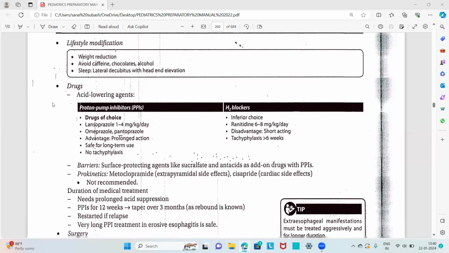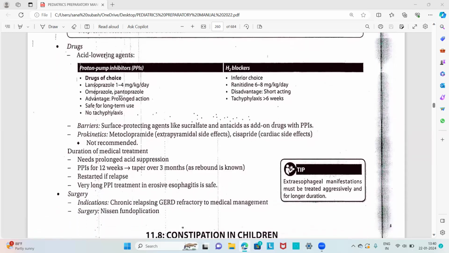Then we go for drugs like acid lowering agents, that is proton pump inhibitors and H2 blockers. The drug of choice is the proton pump inhibitors, like lansoprazole 1 to 4 milligram per kilogram per day, or omeprazole, pantoprazole, as alternatives to lansoprazole. The advantages are prolonged action, safety for long-term use, and no tachyphylaxis. So proton pump inhibitors are the drug of choice for acid lowering in gastroesophageal reflux disease.